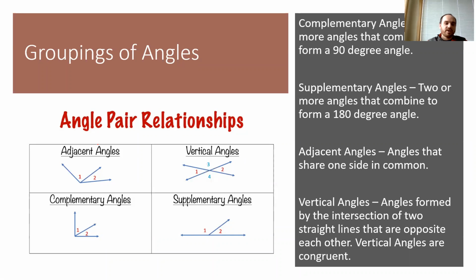Now, what you actually need for your notes is these pictures written down. For adjacent angles, you don't need anything else. For vertical angles, you need to write this: 3 equals 4, 1 equals 2. For complementary angles, you need to write 1 plus 2 equals 90 degrees. And for supplementary angles, you need to write 1 plus 2 equals 180 degrees. As long as you have this written down in your notes, you will be just fine. And that's actually the end of the notes I'm going to make you take.